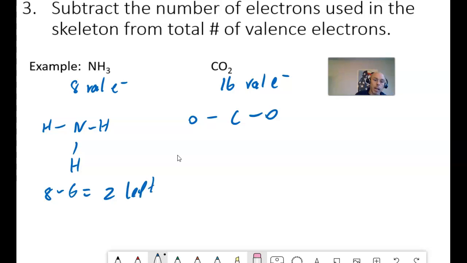In carbon dioxide's case, there were 16 available to begin with, minus the 4 that were drawn from that skeleton, 2 bonds, 2 electrons each, 4 total. 16 minus 4 is 12 left.